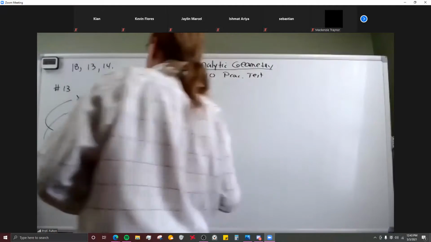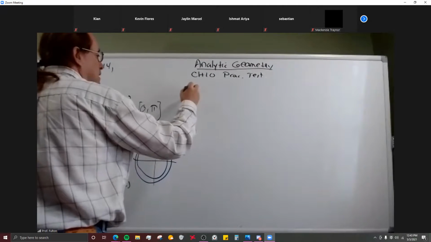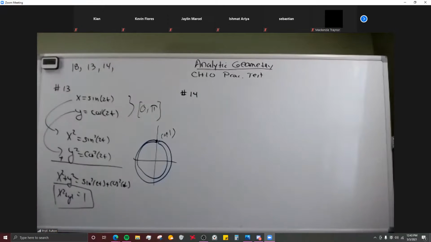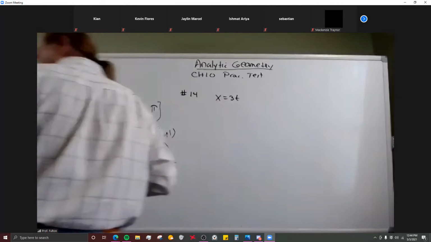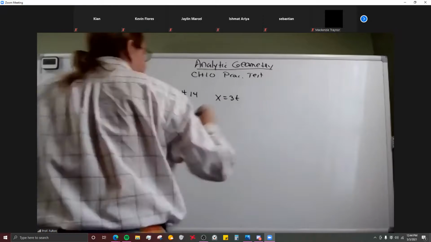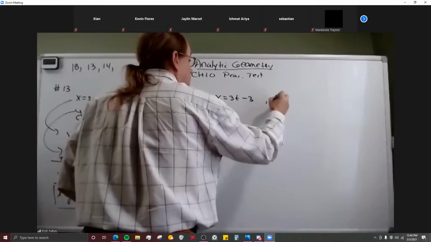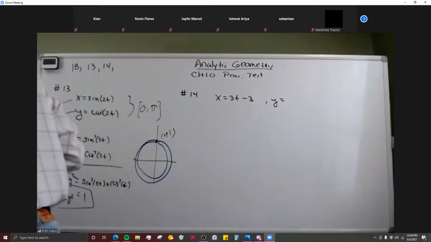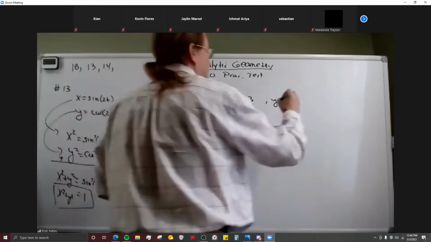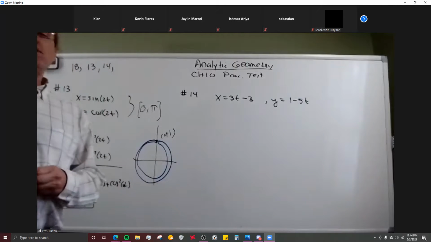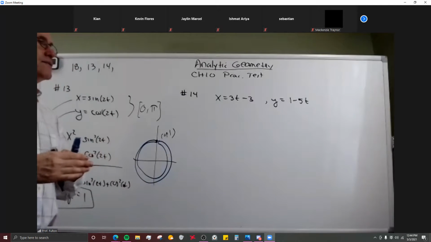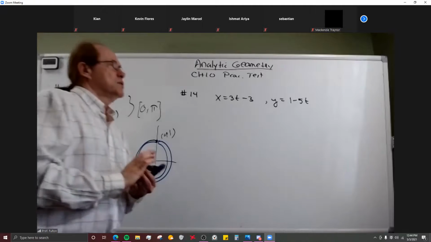And take a look at number 14. So here we have these other parameters. So x is equal to 3t minus 3, and y is equal to 1 minus 5t. Okay. Now, what you can do here, in either case, is get rid of t.